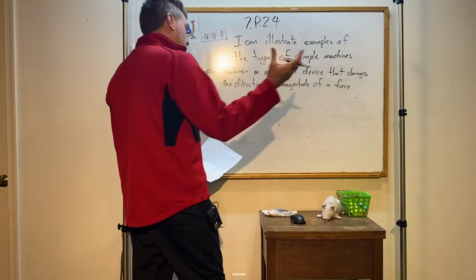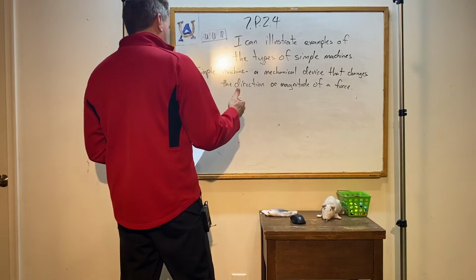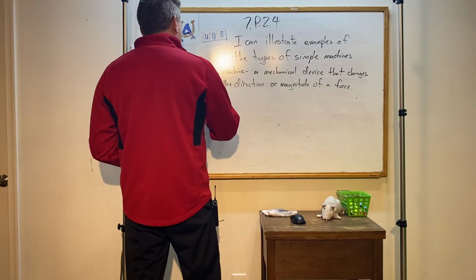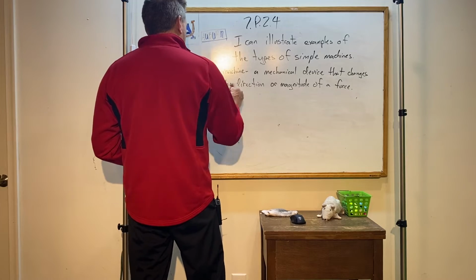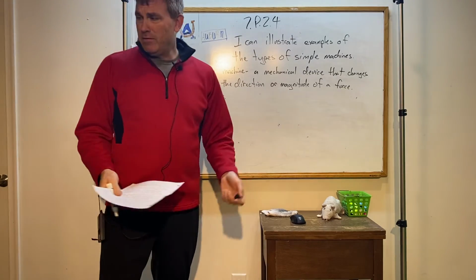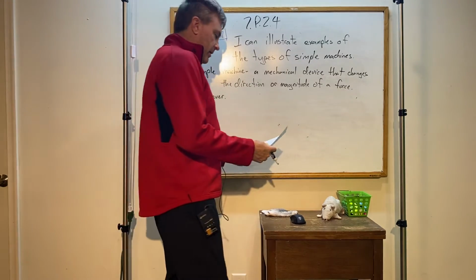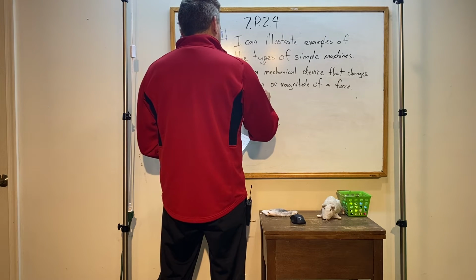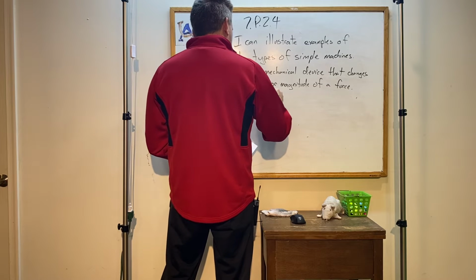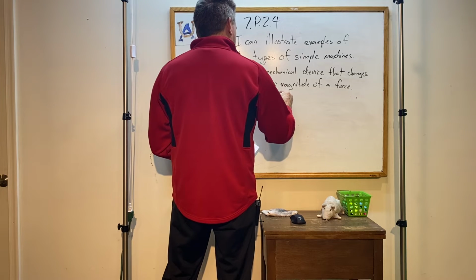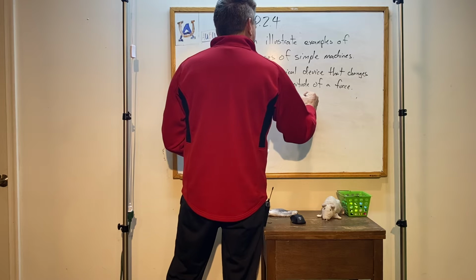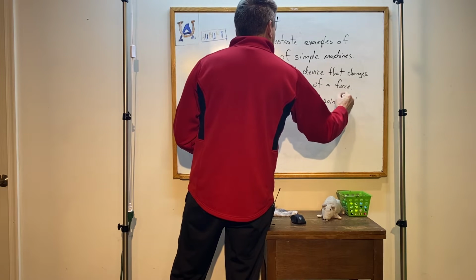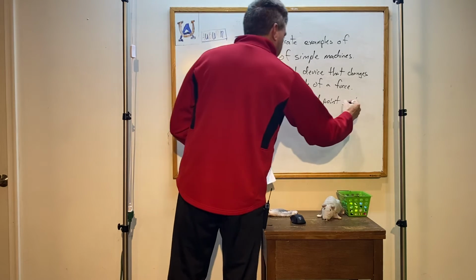Well, what kind of simple machines are there? You say, oh, well, there's a bunch. There's 6 that we're going to go through today. The first one is a lever. I've heard of a lever, haven't I? Well, a lever is a beam pivoted at a fixed point called a fulcrum.